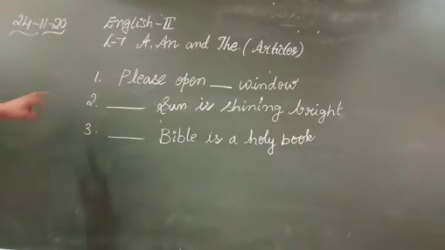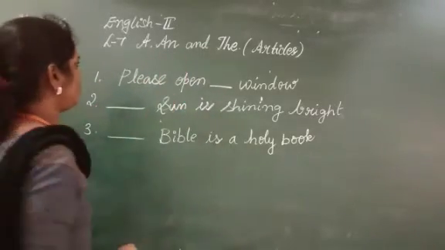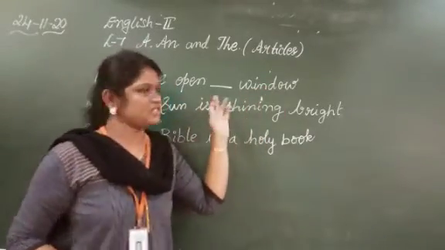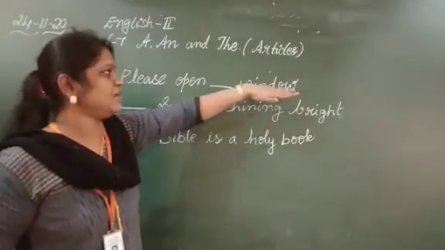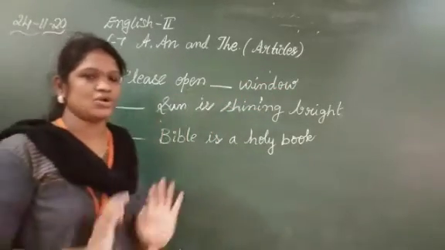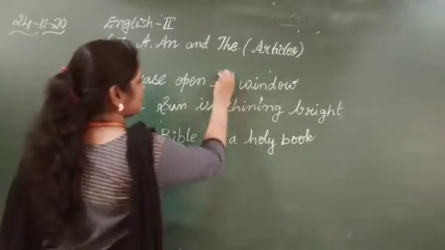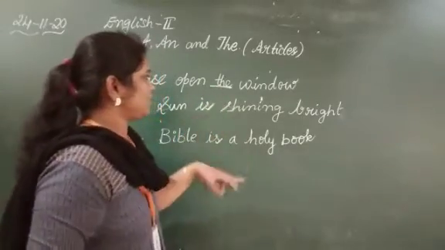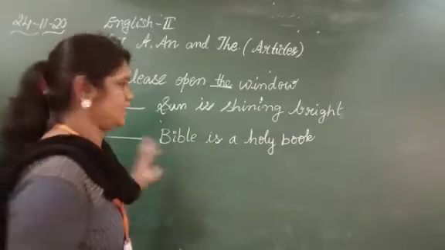See children, here you have to use a and the or the. Please open dash window. We are talking about a particular window. Please open a window. No. Please open the window. The. When we are talking about a particular thing, you have to use the.